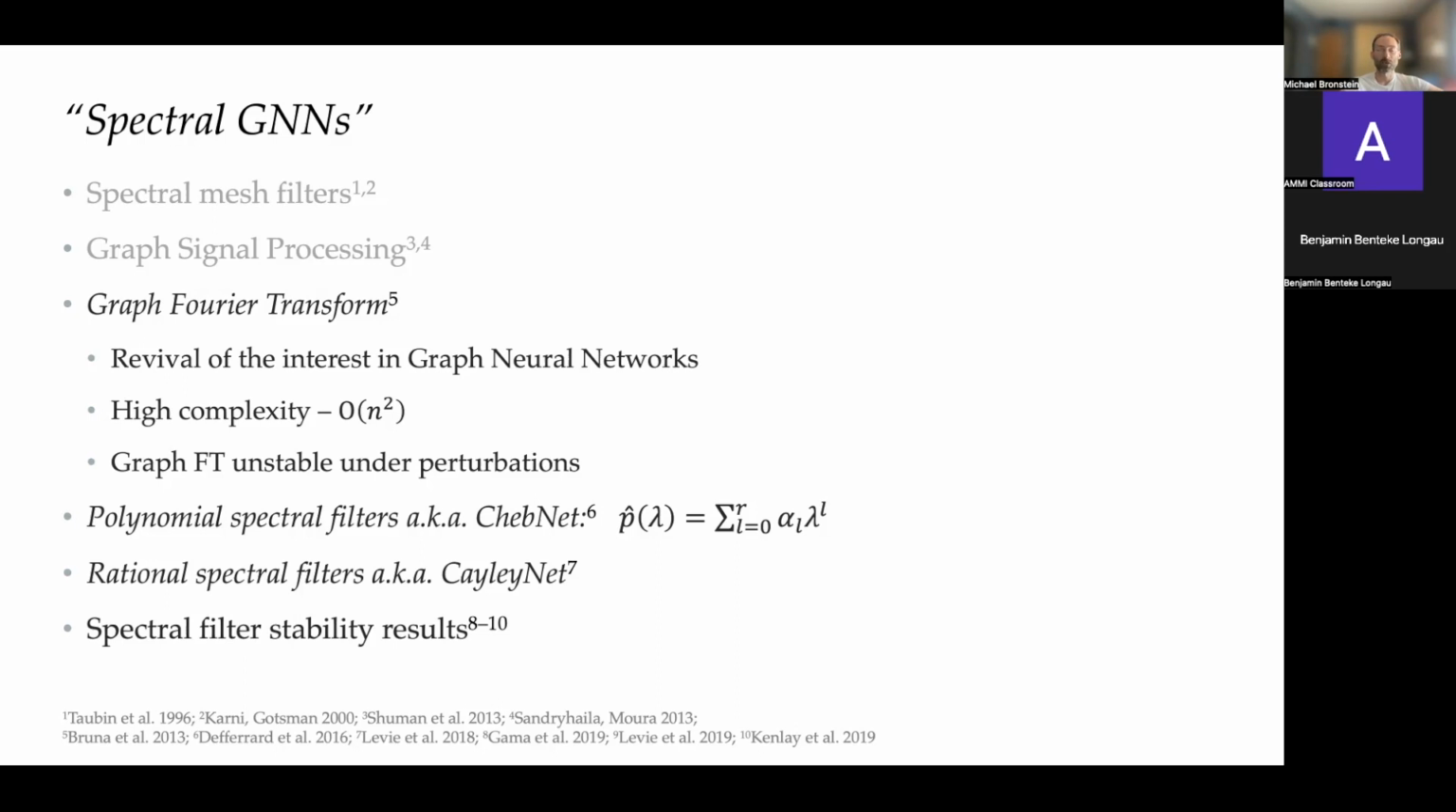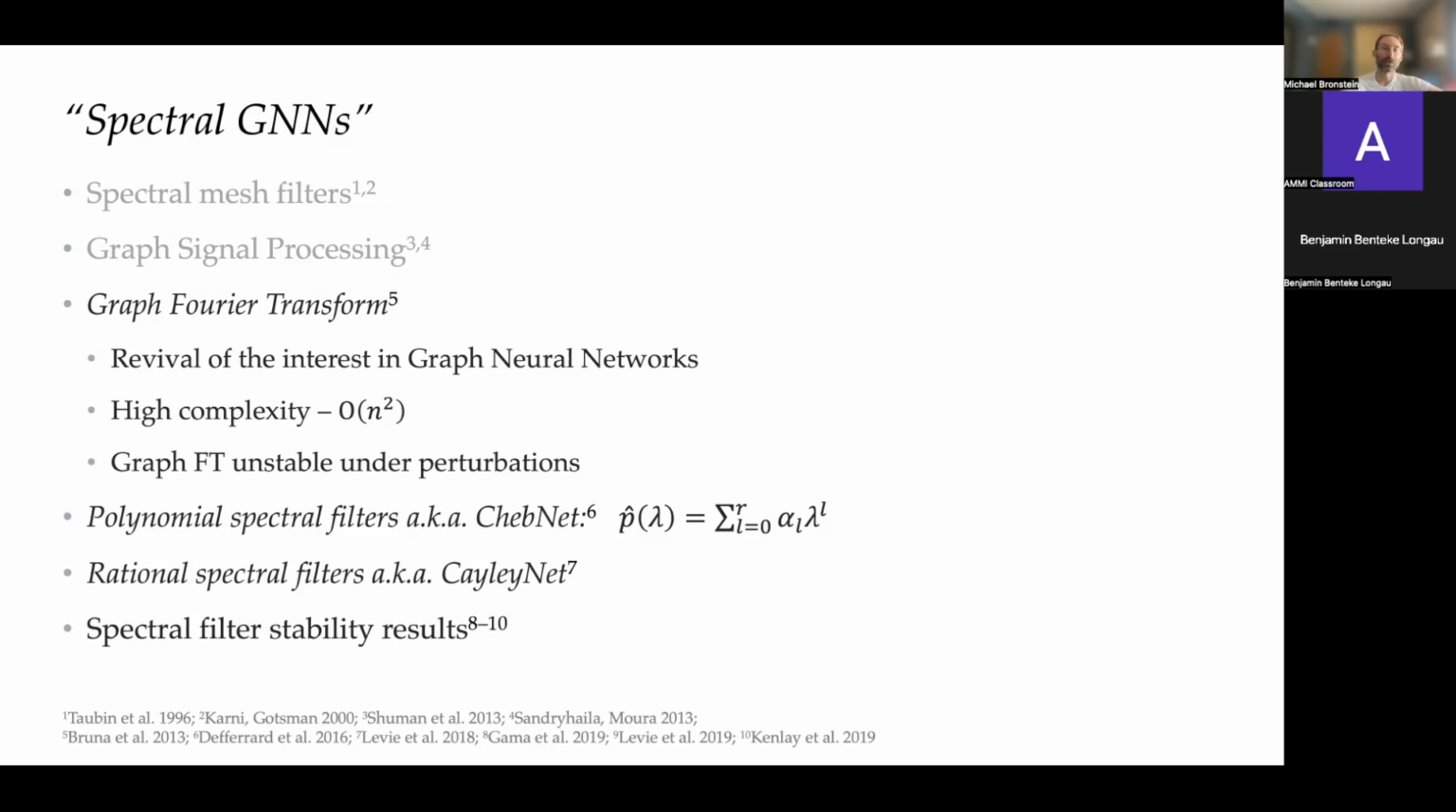And graph signal processing, a field that emerged in the harmonic analysis community, notably the groups of Pierre Vandergheynst and José Moura in the beginning of 2010. Now, the first construction of a spectral graph neural network was done by Joan Bruna in 2014 in their ICLR paper, where they applied essentially the graph Fourier transform, constructed exactly as they did on manifolds.